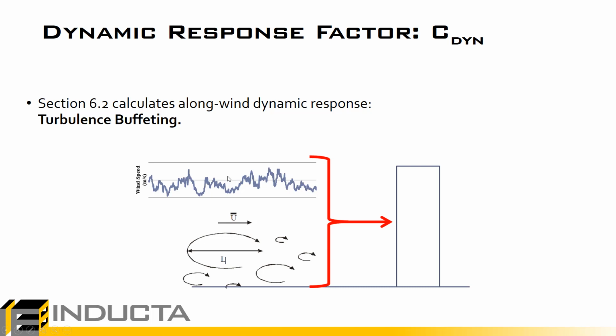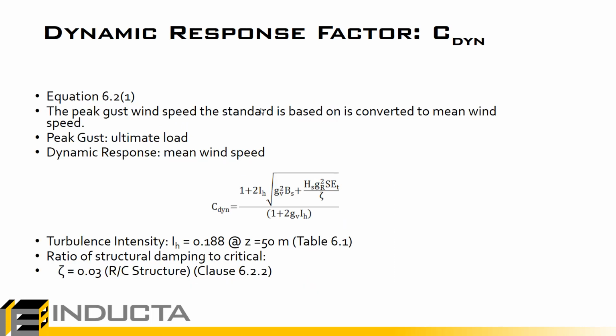So what we mean by turbulence buffeting, if we look at this little screenshot of the anemometer graph, we see a fluctuating wind speed. We also see this turbulent flow generating random eddies of random size, hitting our building randomly. So basically, we don't have a constant load applied to our building. The building is being buffeted randomly with a force of varying magnitude on the windward face in the along wind direction. So this is what is being considered by the C dynamic factor. The program automatically does the equation 6.2 calculations for us.